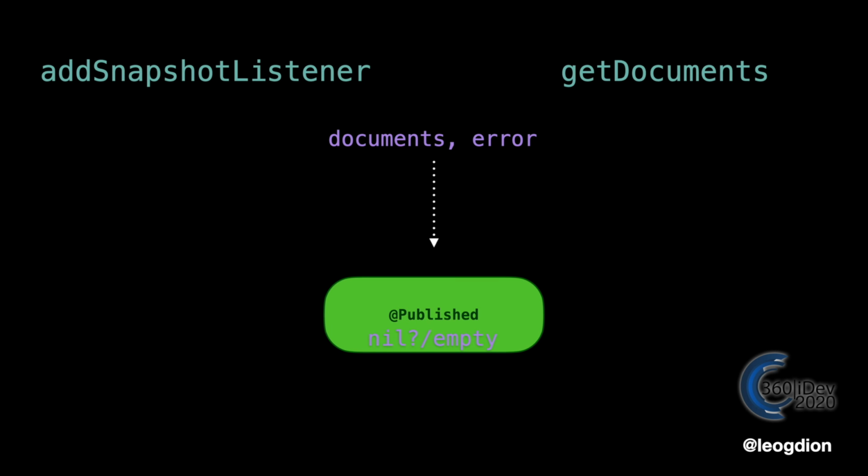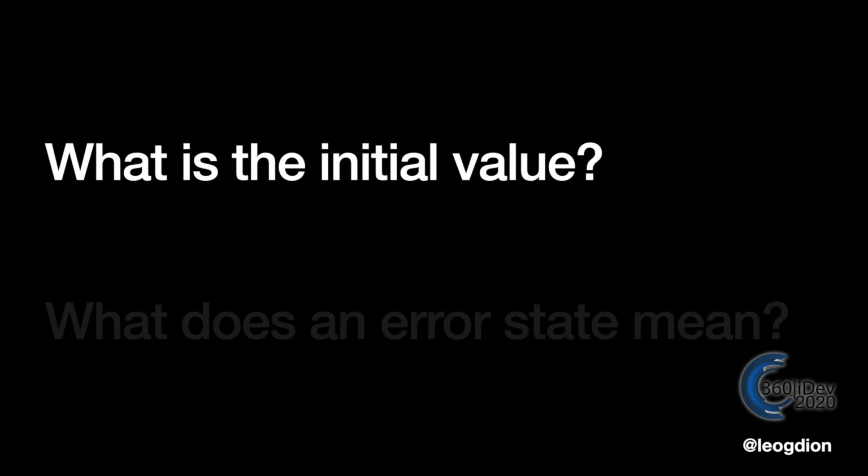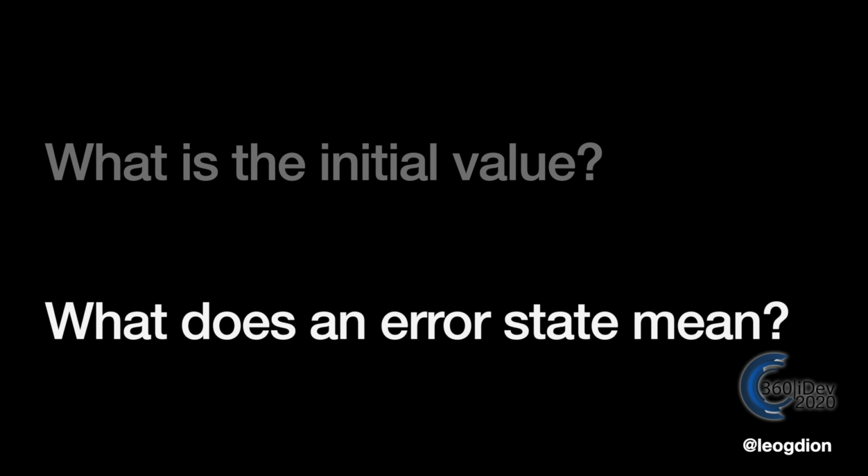Both of these methods take in a closure which has two parameters, one for the successful result, which is documents, and that's an optional, and then another one for an error, an optional error, which is in case the call fails. When we get these values, we have to figure out what we're going to do with them and how we're going to deal with them. That is, we need to figure out what is the initial value in our application before we've even called Firebase? And what does the error state mean if we get an error from one of these calls?